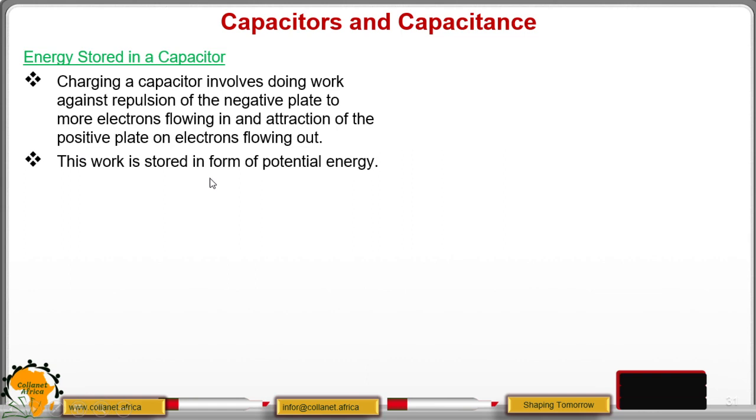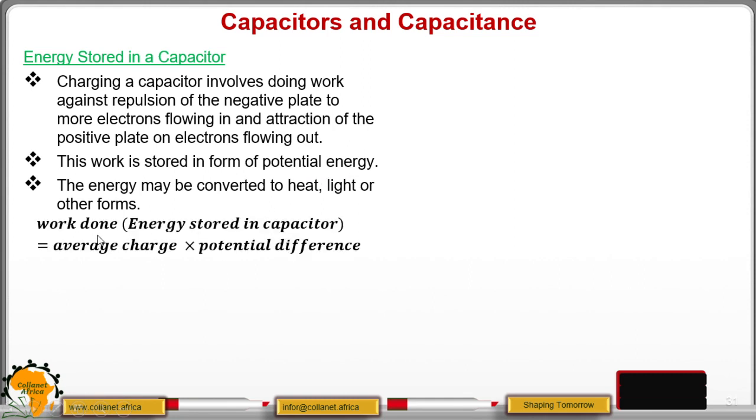Now this work done is stored in form of potential energy, and the energy may be converted to heat, light, or other forms, which implies that when you are charging a capacitor, there will be generation of heat or light or other forms of energy, because that work that is being done, that is stored in form of potential energy, is converted to other forms.